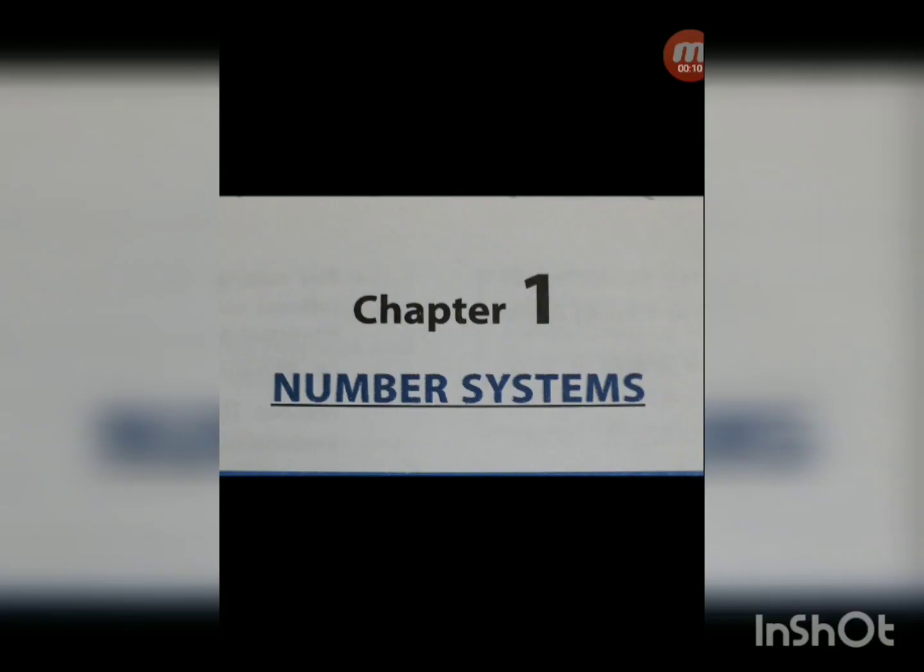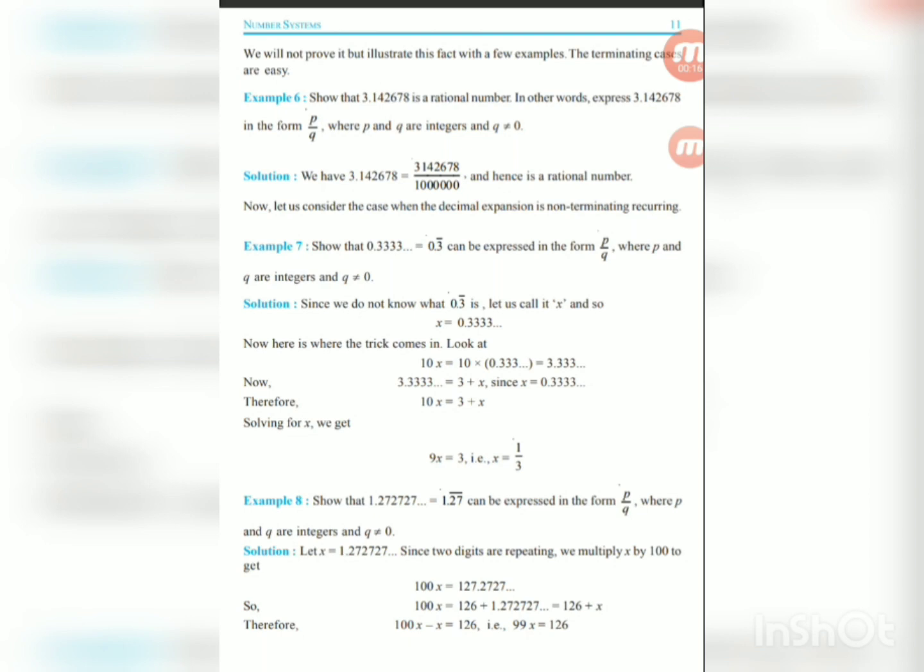Today we continue our chapter number 1, number system. We already completed exercise 1.1 and 1.2. Now we have to start the exercise 1.3. Before we start the exercise 1.3, we have to discuss the example 6, 7 and 8.